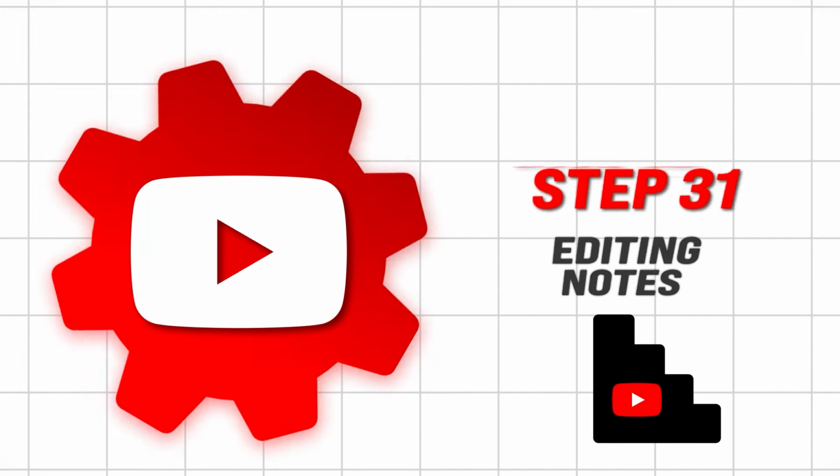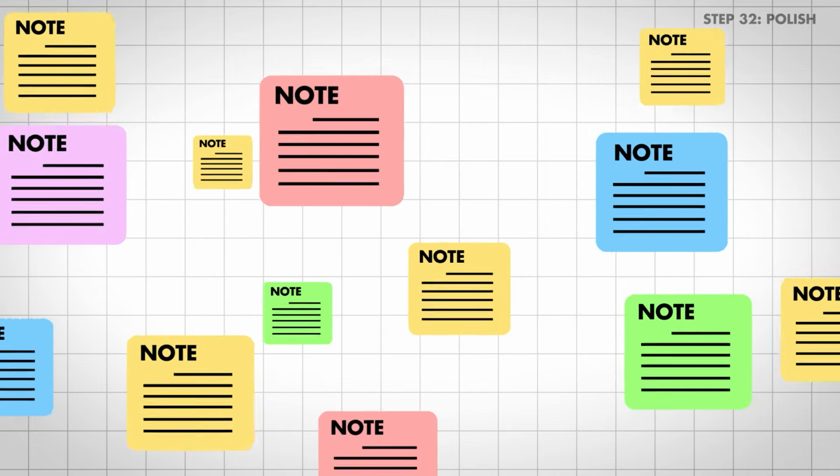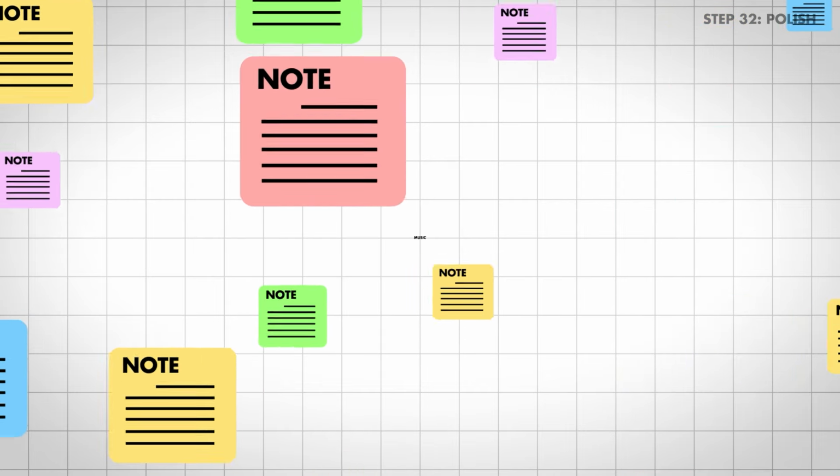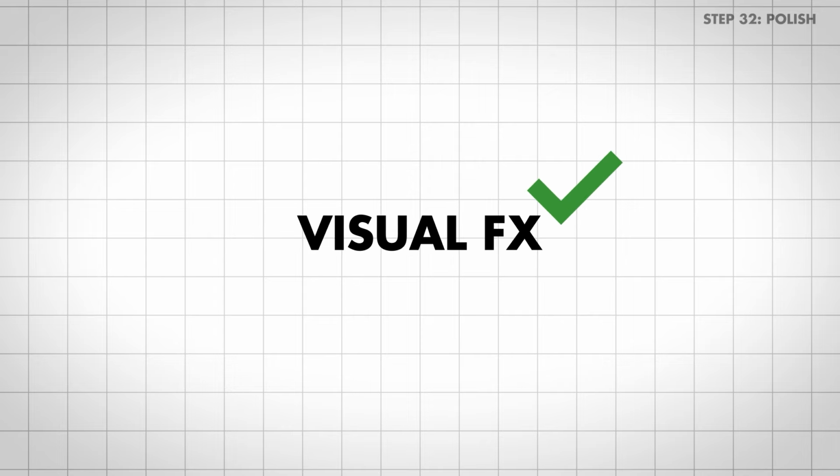Step 32 is, now that you've got these notes, we want to actually polish our video, take into account all the notes that we left on the structure, and then really start to polish both the music, the visuals, the sound effects, the visual effects if you're using them, and make the video feel like it's pretty much ready for upload. However, that brings us to step number 33, which is often forgotten.